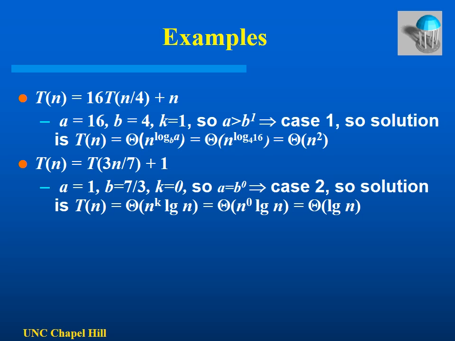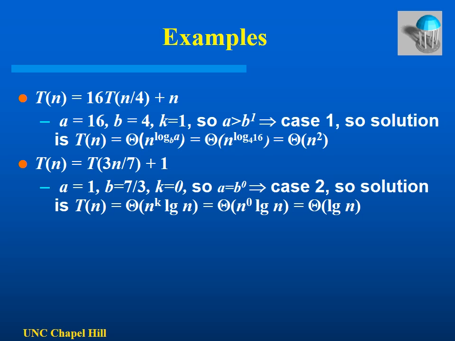And so the solution is T(n) is theta of n to the log base b of a, that is to say, theta of n to the log base 4 of 16, since b is 4 and a is 16. Log base 4 of 16, well, 16 is 4 squared, so log base 4 of 16 is 2, and therefore the solution T(n) is theta of n^2, that is to say, theta of n squared.